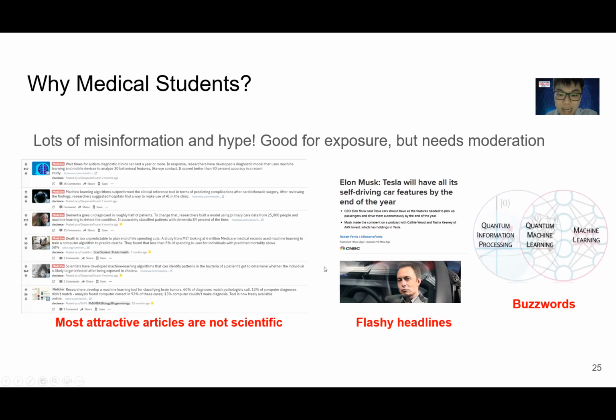So this is in 2019. Elon Musk said Tesla will have all self-driving car features by the end of the year. We ran this workshop 3 times for context, and every single year I use this example because we still don't have self-driving cars yet.